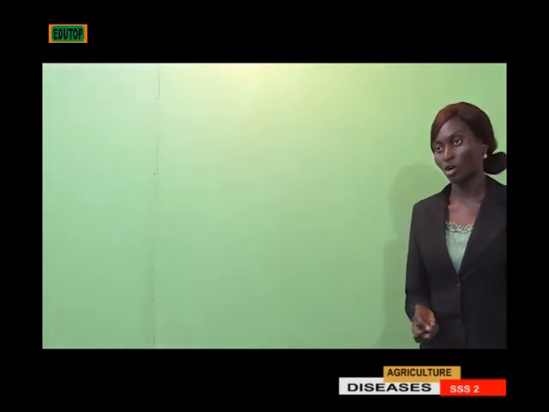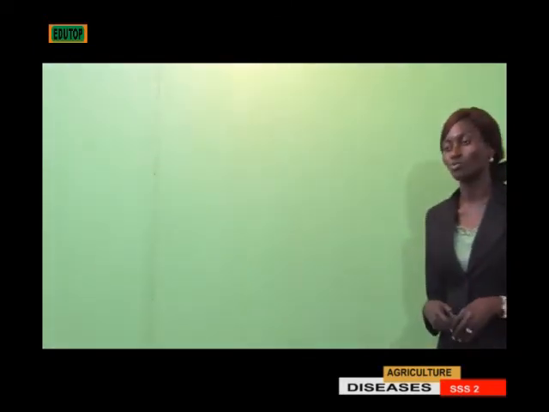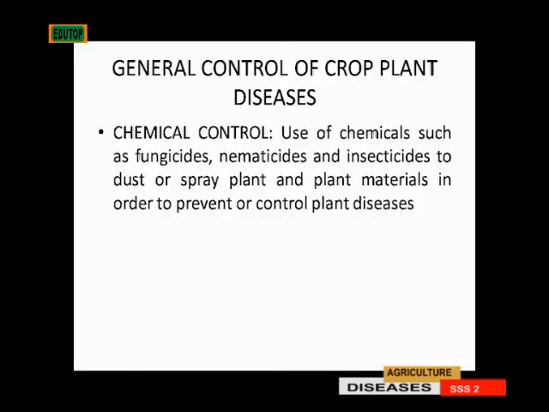That is cultural control. Then biological control is the use of the natural enemies of that disease to reduce or totally eliminate disease. So you use the enemy that will eliminate the disease naturally, you introduce it to your farm. So that is biological control. While chemical control is the use of chemicals such as fungicide, insecticide, nematicide on the plants. You dust it or spray it on the plant to prevent or control plant diseases.